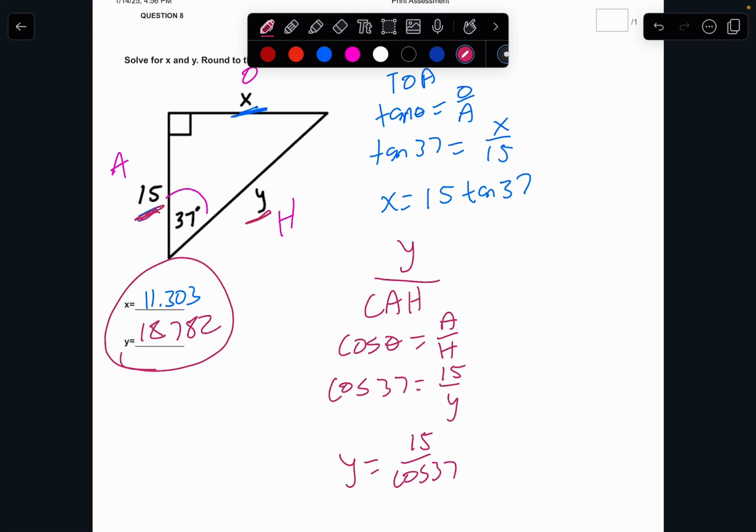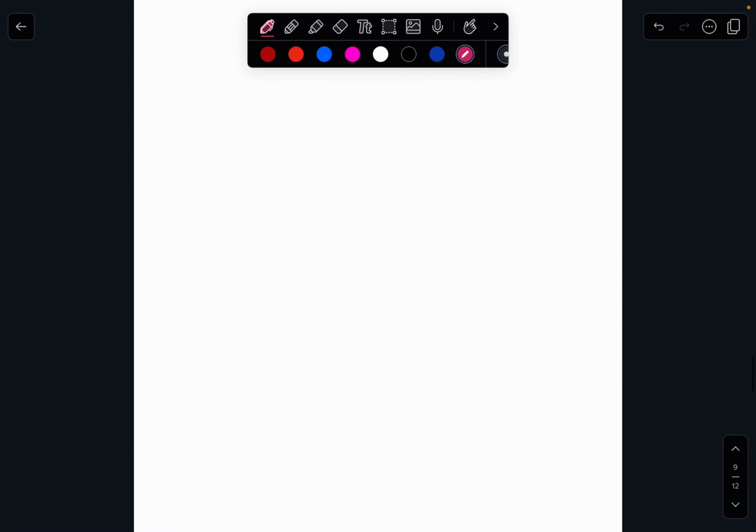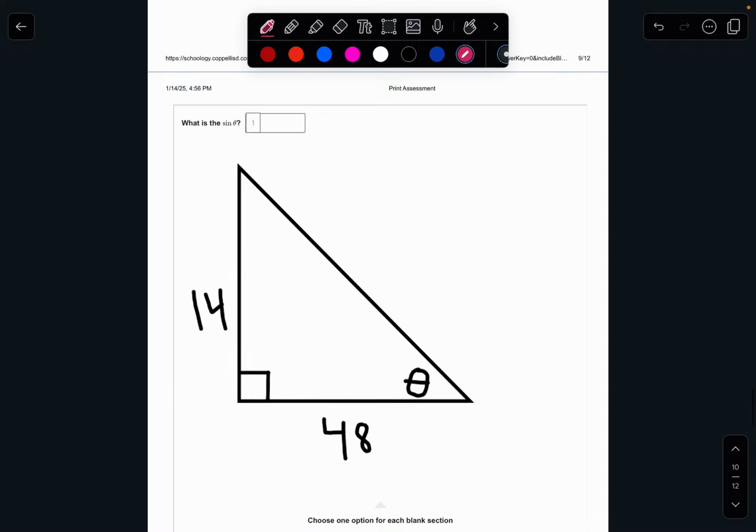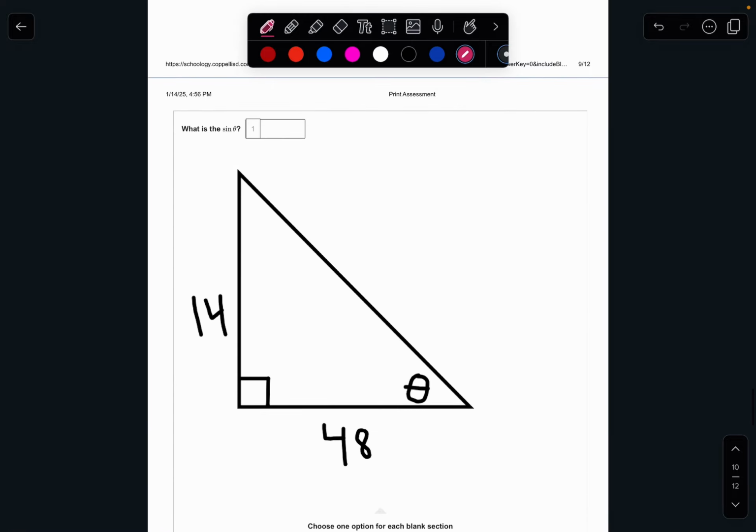Got it. All right, one more question here. What is the sine of theta? So sine of theta, it did not say how big is theta. Theta equals and sine theta equals are two totally different things. This is asking for how big is the angle. I did not say to solve for the angle. I just said what's the sine of theta.